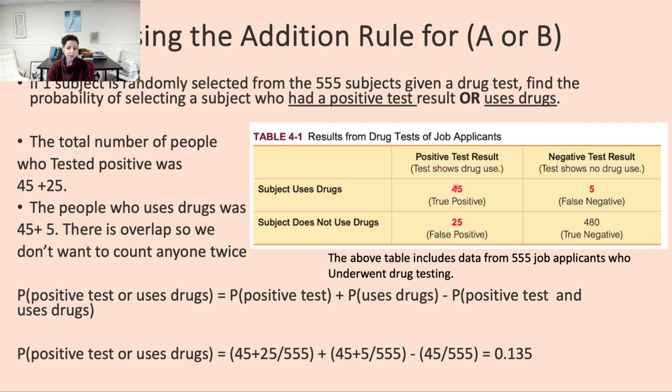Notice that there are some people who used drugs and tested positive. That's a true positive test. Some people do not use drugs, but they still tested positive. We call that a false positive.